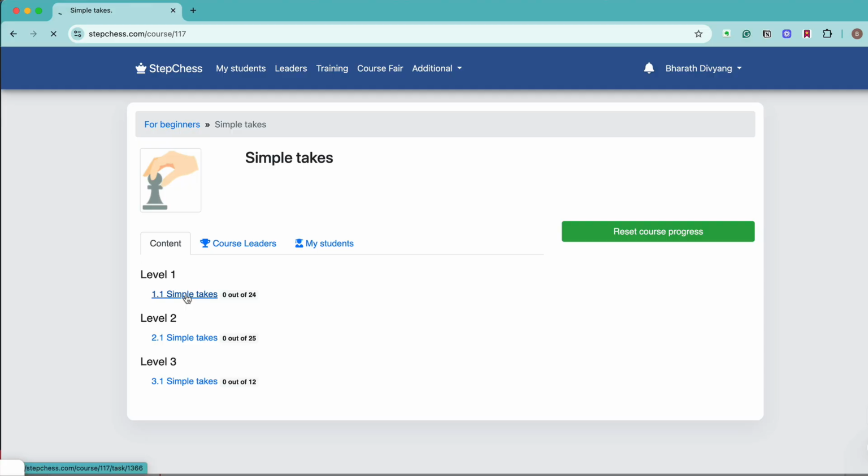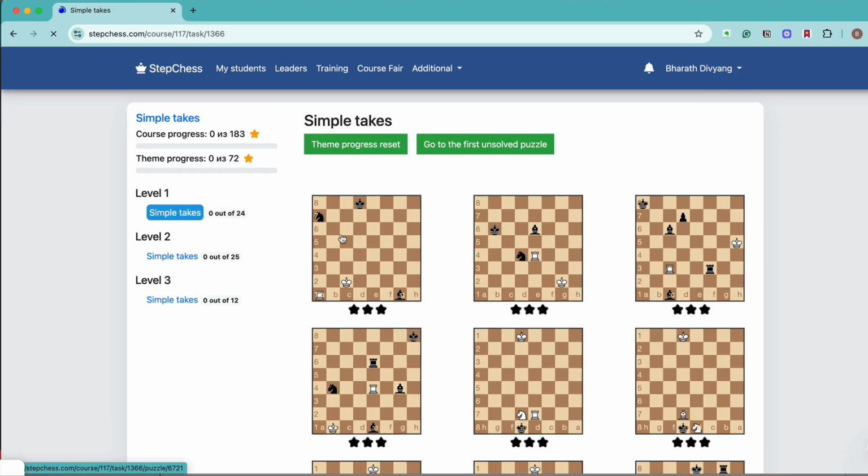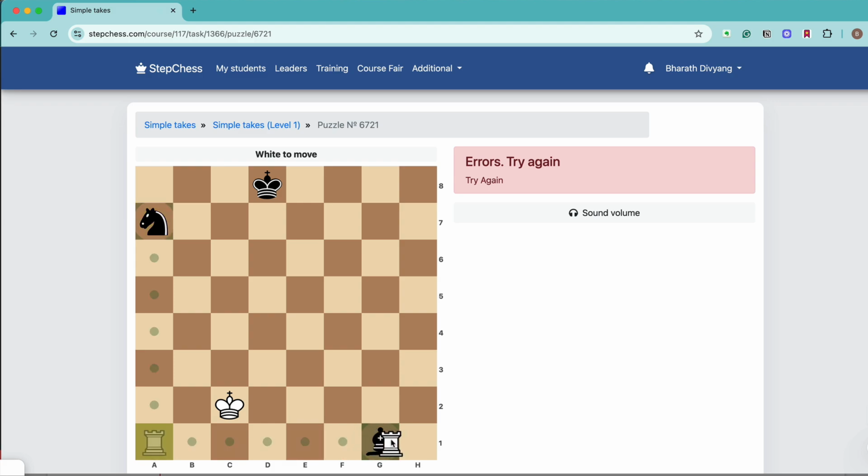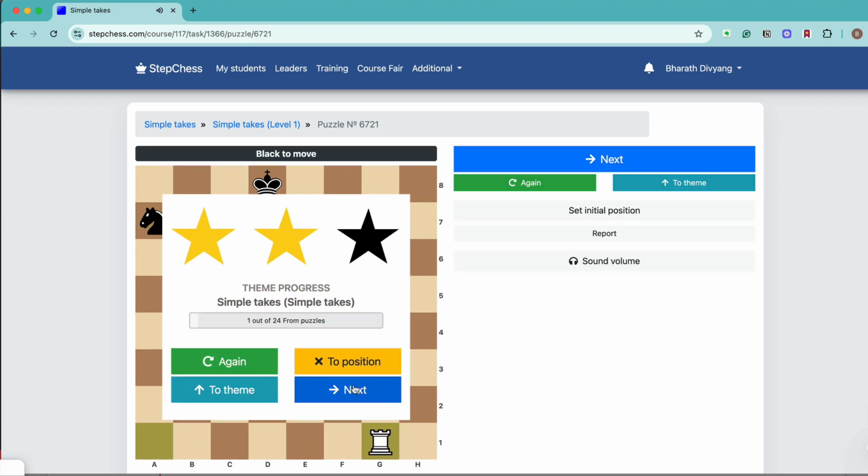There are three levels here. You can start with level 1, 24 puzzles. And the idea is you've got to take a piece, but you've got to take the right one. For example, if you take the knight, this is wrong because the knight is protected. It's not an apple, it's a VIP. It's a very important piece, protected by another piece. But the bishop is like a low-hanging apple, so you can take it.